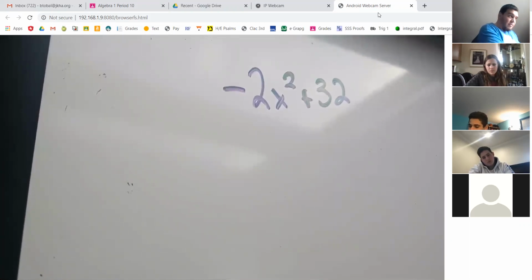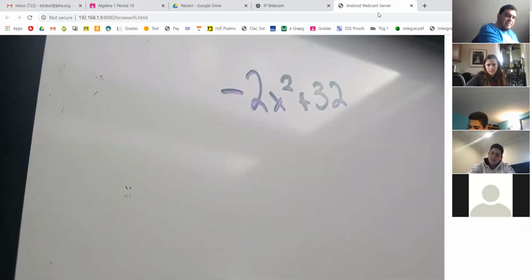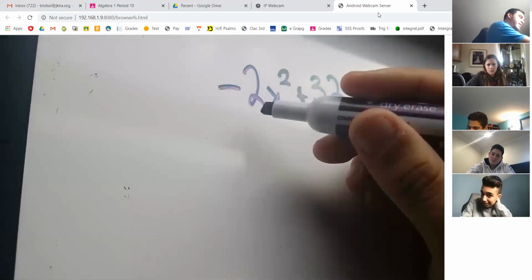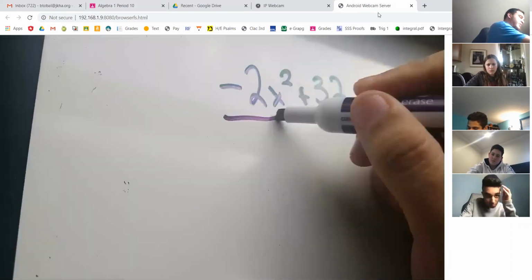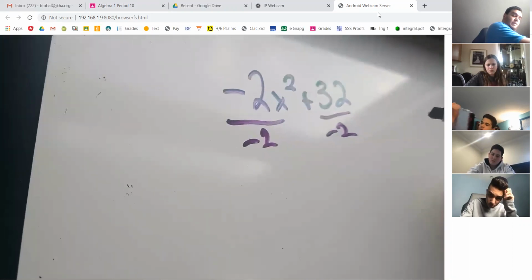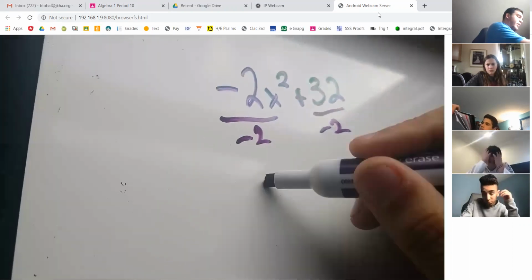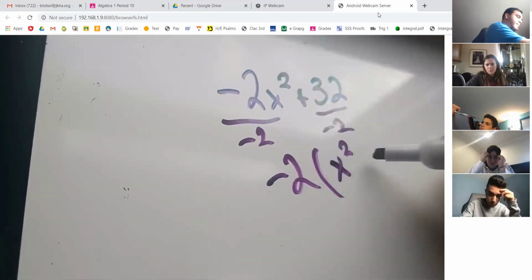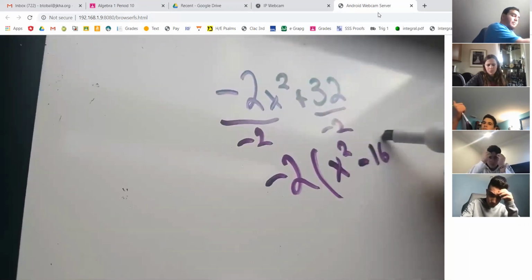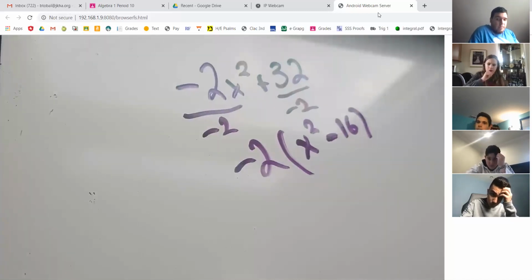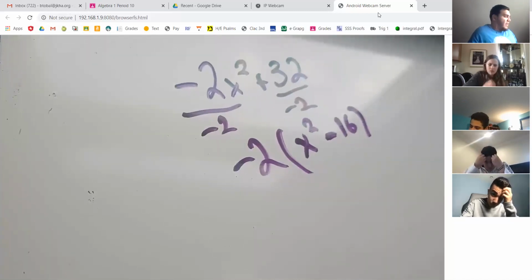Yeah, 2 is in common. So I'm going to take out a -2 just to make the front number positive. So a -2 is going to be in front. That's going to make this x squared minus 16.